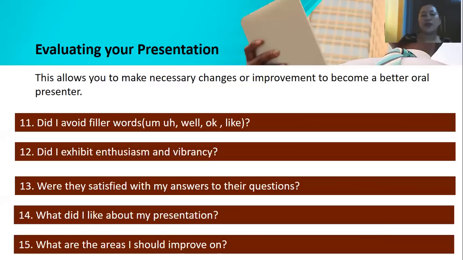Okay, number 12, did I exhibit enthusiasm and vibrancy? This will follow confidence. If you are confident with your topic, if you are confident about what you are talking about, then you will have extra vibrance and enthusiasm. And if you love also what you are doing. If you don't love it, then of course you will not have the energy to do it. And I hope you will love it because in your career soon, communication, speaking in front of people will really be part of it.